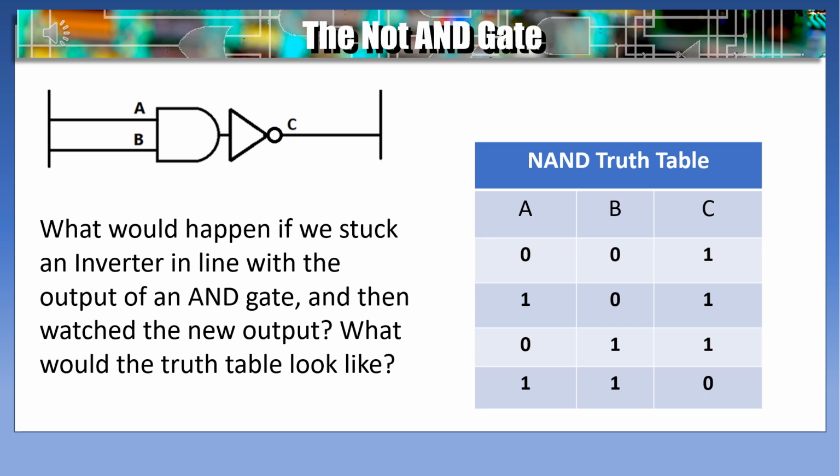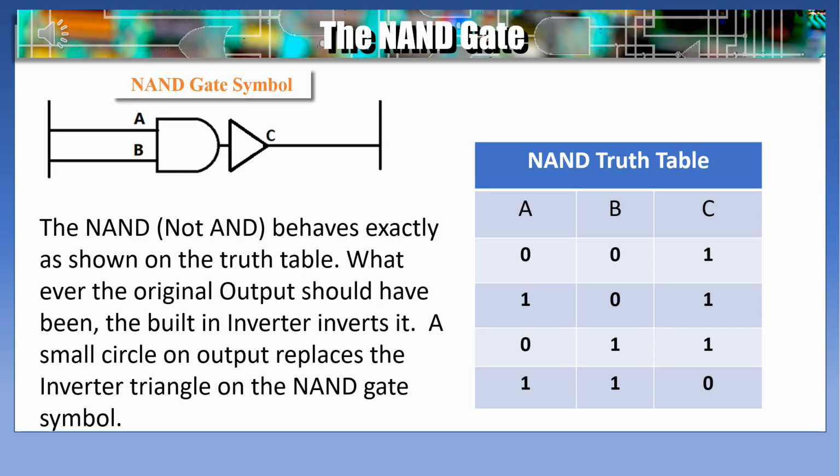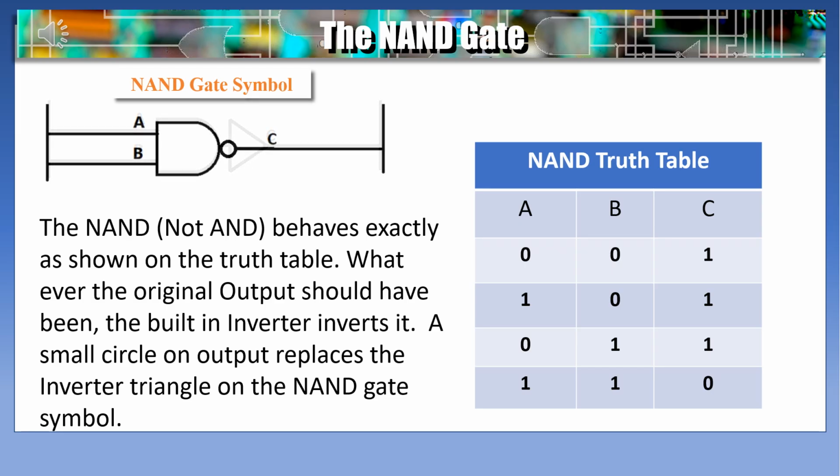So when A is off and B is off, C becomes on. When A is on and B is off, C is still on. When A is off and B is on, C still remains on. But if A and B are both on, then we turn C off. The NAND gate behaves exactly as shown on the truth table. Whatever the original output should have been, the built-in inverter inverts it. A small circle on the output replaces the inverted triangle on the NAND gate symbol.